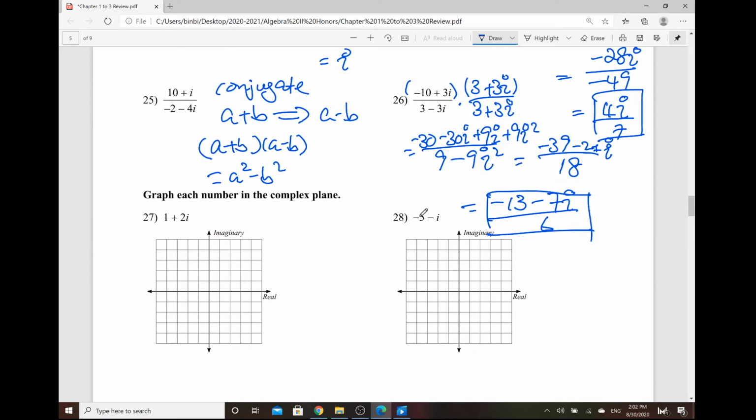Okay, so graphing is similar to the one that we just did. The real number, negative 5. So 5 units to the left. 1, 2, 3, 4, 5. And negative 1i, so down 1. And we do know that's a ray. Like that.